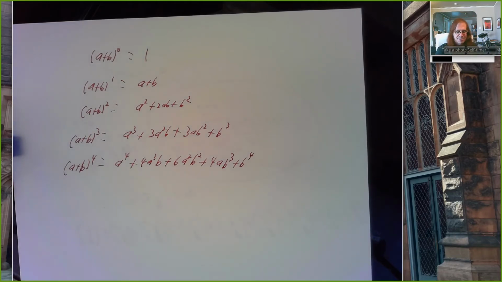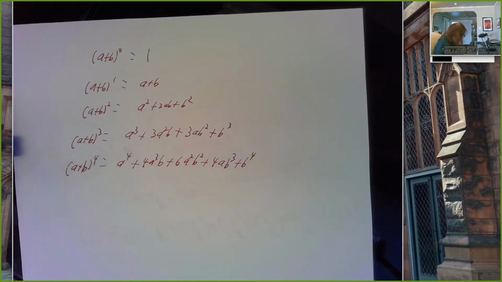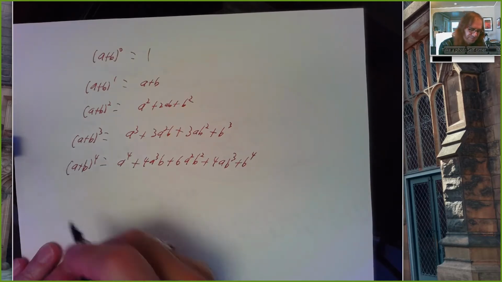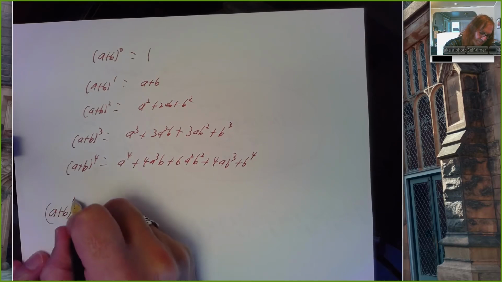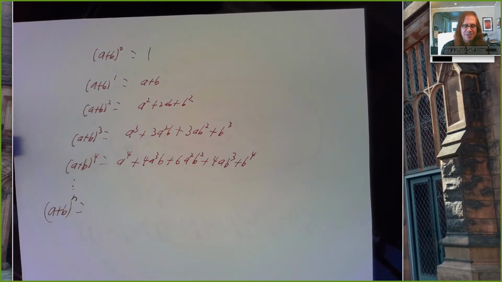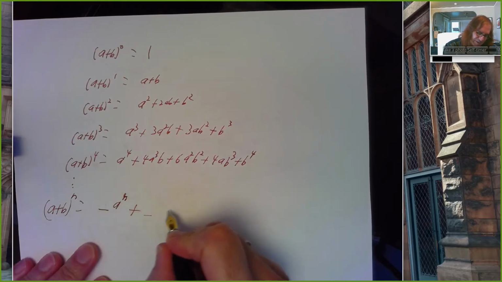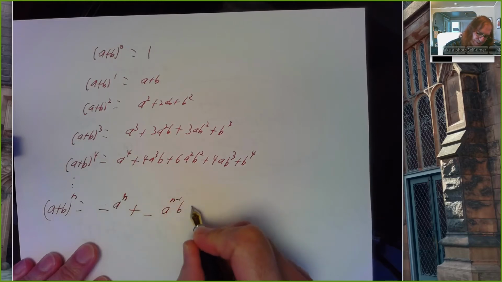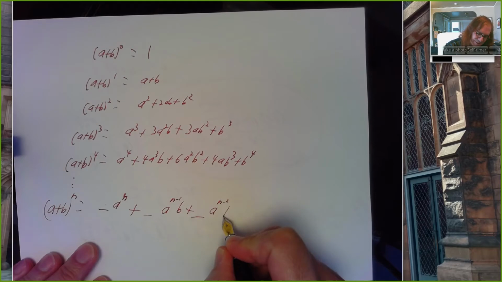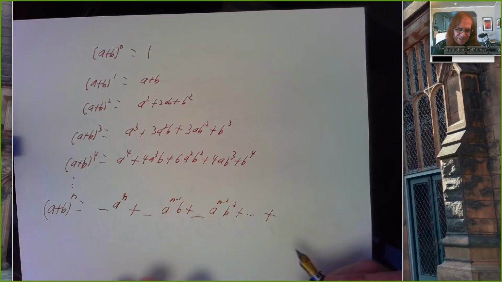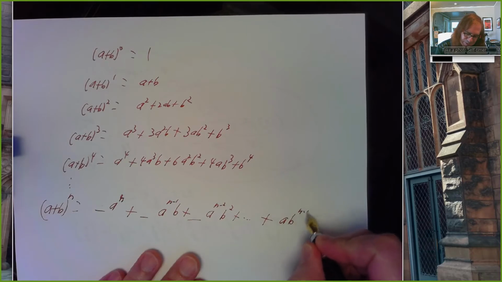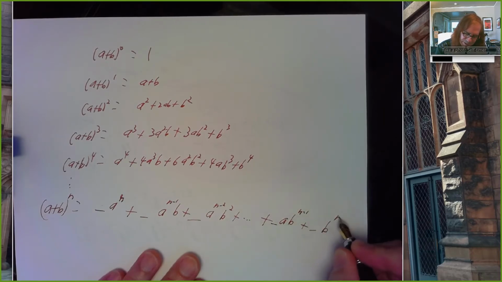And we can go on. And you can find these by FOILing, right? I could take this and multiply by a plus b, and I'll get some kind of expression. And in general, if I write (a+b)^n, I'm going to have some term involving a^n, some term involving a^(n-1) times b, something involving a^(n-2) b squared, dot dot dot, plus a times b^(n-1), plus something times b^n.